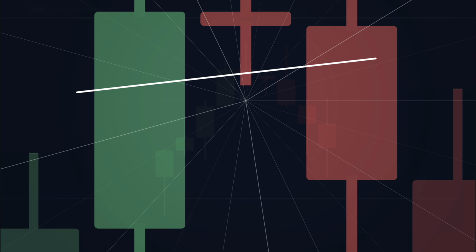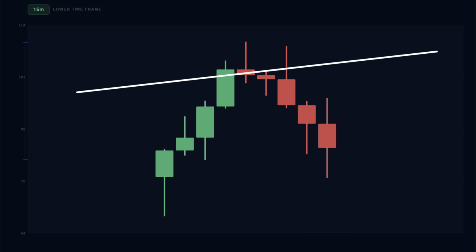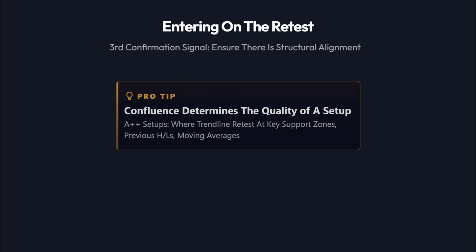Lastly, ensure that there is structural alignment. Check the higher time frame. Is this trendline retest happening near a key support zone, a previous high, a moving average? The more confluence you have at that touch, the stronger the trade idea becomes.